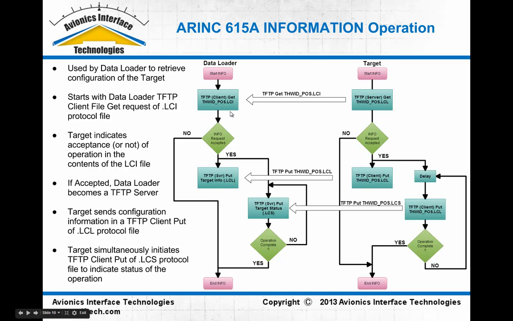So you can see that on the data loader side, the essential flow is that the data loader acts as a client to do a file request to initiate the operation. Once the operation has been initiated, the data loader really becomes passive at that point. It goes into a TFTP server mode where it listens for status files to be put to it from the target side, and it also waits for the standard formatted software configuration information to be written to it from the clients on the target side.